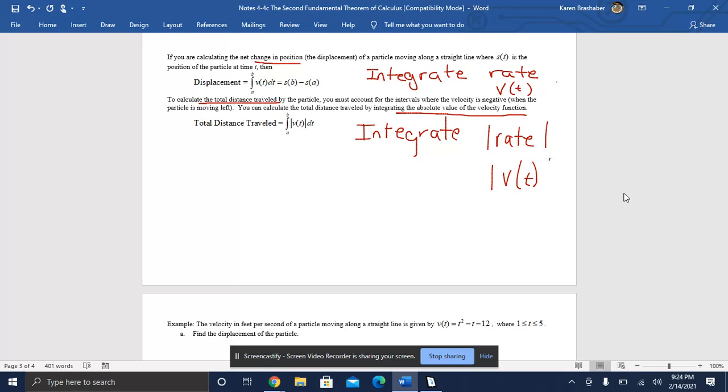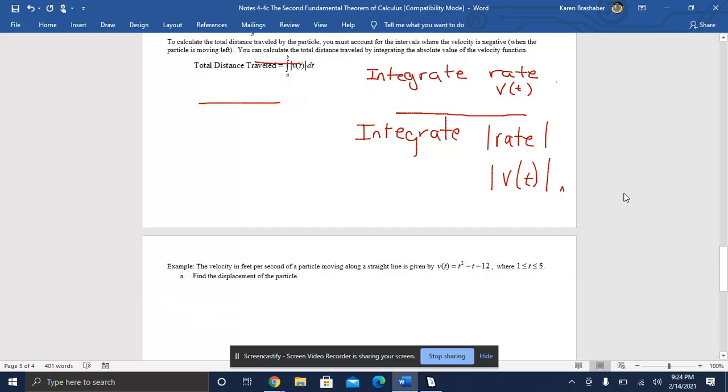Now, once again, I'm going to let you use your calculators, and this will be really nice if you remember integrating absolute value takes a lot more time if you do this by hand. When you use your calculator, you just type it in and it does all the magic work for you. So we'll look at your last examples.